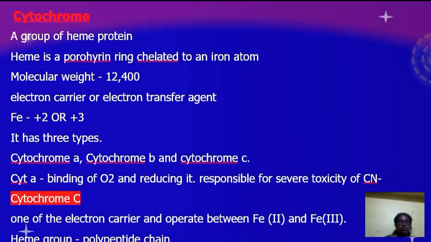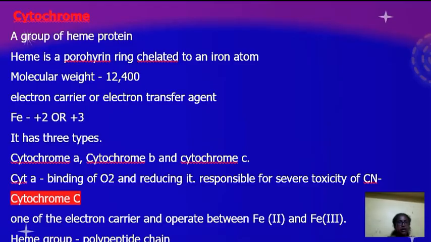Next we will see about cytochrome. Cytochrome is a group of heme proteins like hemoglobin and myoglobin. Here heme is a porphyrin ring chelated to one iron atom. Molecular weight is 12,400. It is an electron carrier and electron transfer agent.